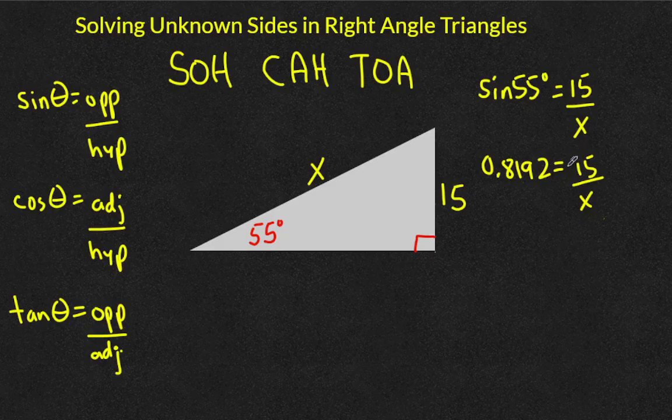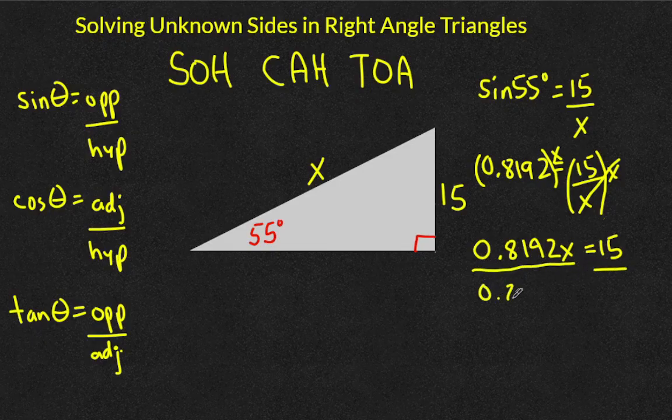In order to get rid of an x on the bottom, we're going to use some healthy algebra, and we are going to multiply both sides by x. Yes, there are some little sneaky tricks to do this, but this is the safe way to do it. It's good for higher math too, and we end up with 0.8192x equals 15, at which point this is a nice little algebra problem. We can divide both our left and our right by 0.8192, and we are left with our final answer of x equals 18.31.